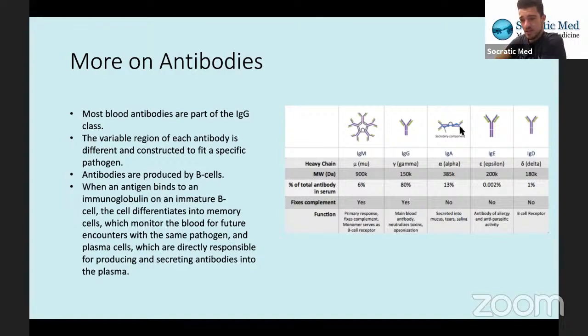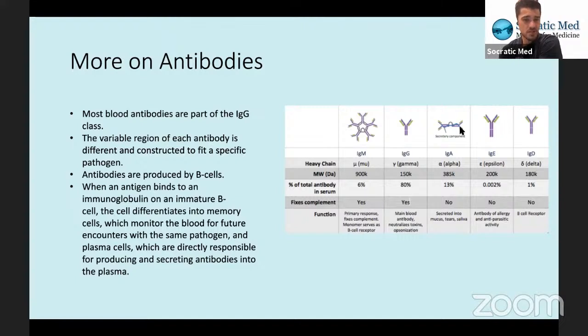The IgE immunoglobulin is an antibody of allergy and antiparasitic activity. It's not super common, but it is implicated in allergy and antiparasitic activity. And then IgD is almost completely B cell receptors. So you'll find these IgD receptors, these immunoglobulins on the B cells, just to identify different pathogens.